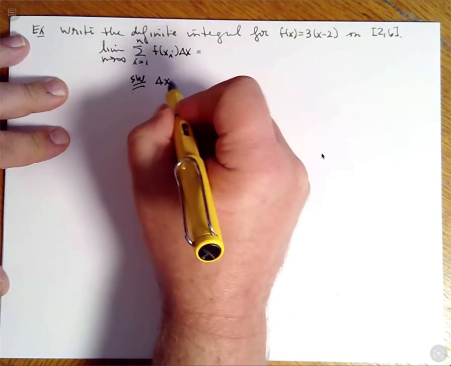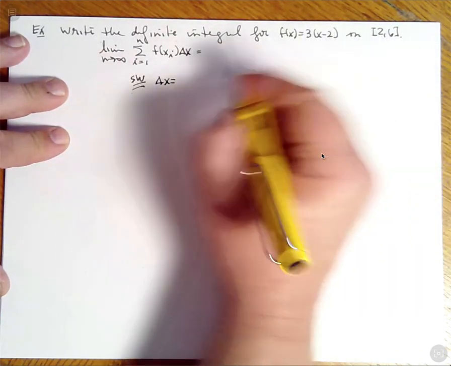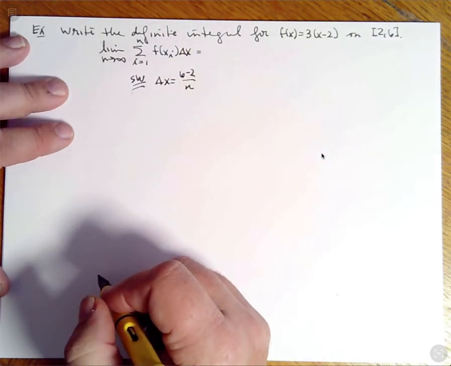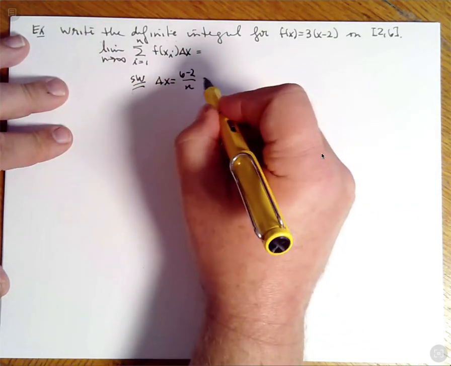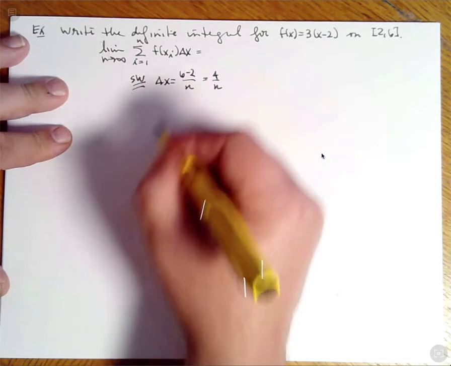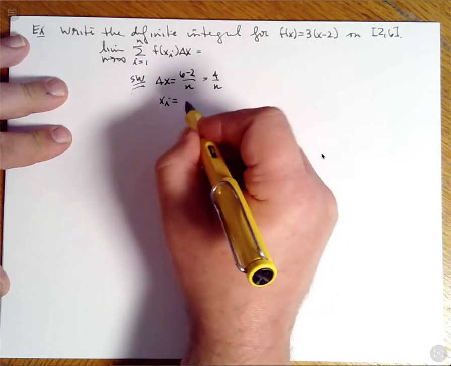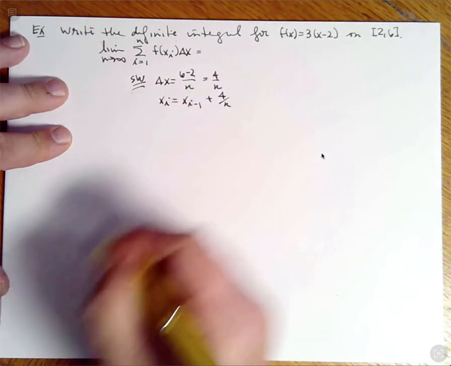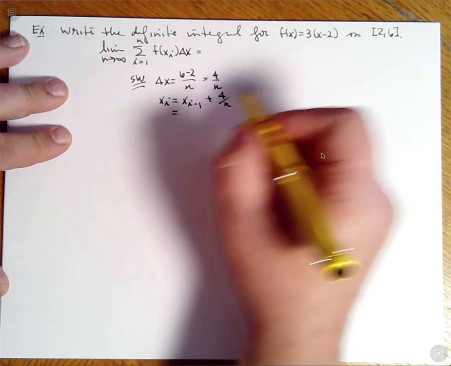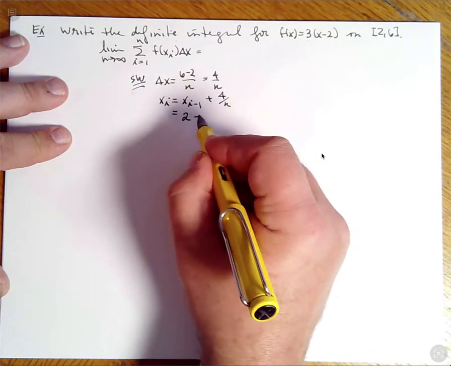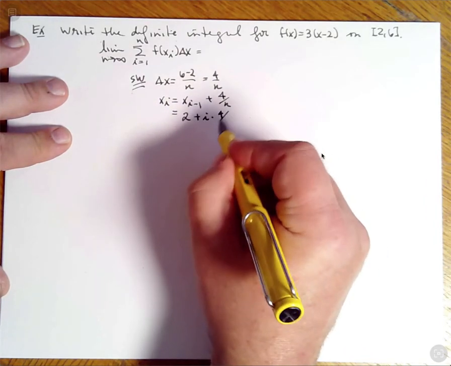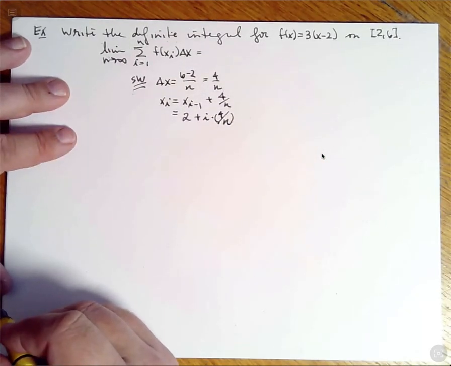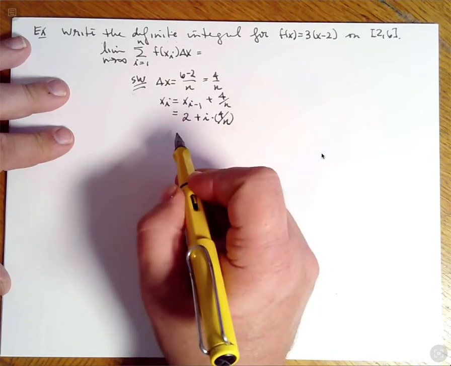What's delta x? Delta x is the length of my interval. Here it's going to be 6 minus 2 over n, the number of rectangles, right? That's n here. So we get 4 over n. My xi are always x sub i minus 1 plus my delta x. But I can think of this in terms of my left endpoint, which is 2. And so I'm adding i copies of my delta x to get there. So that's the expression I'm going to use for xi.